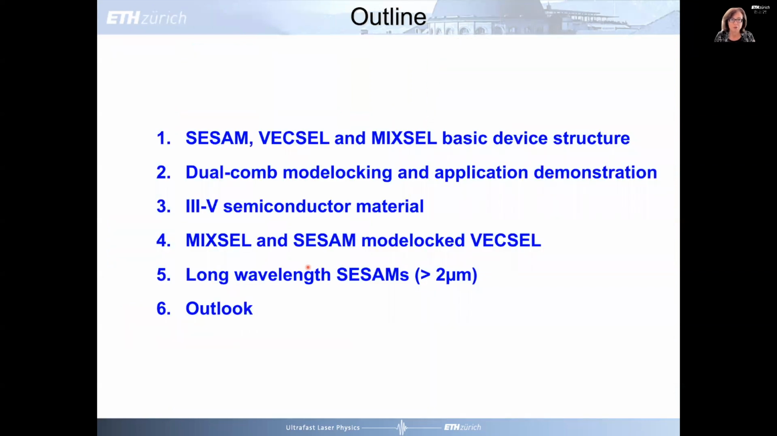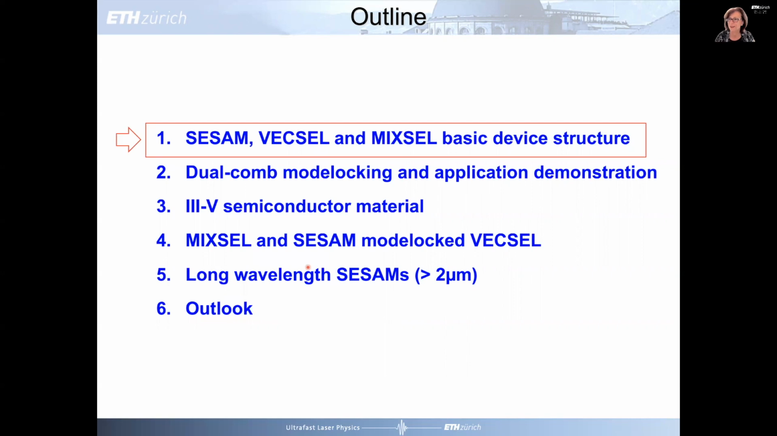So this is the outline of my talk. I first will give you an introduction on the basic device structure and also show you some of the application demonstrations. Then make some discussion about the material optimization that we have been doing in the near infrared, and the whole device and SESAM optimization for the near infrared. And then, as I said, I'll show you the initial results, initially the SESAM, and an outlook.